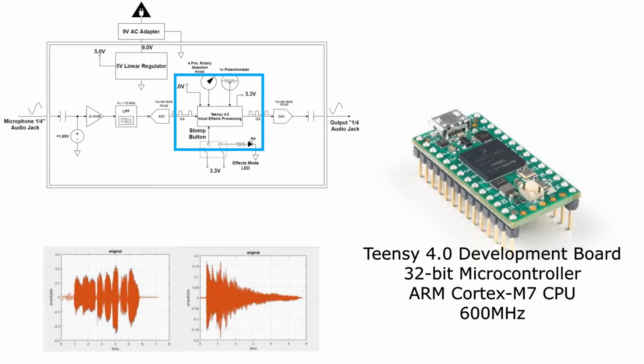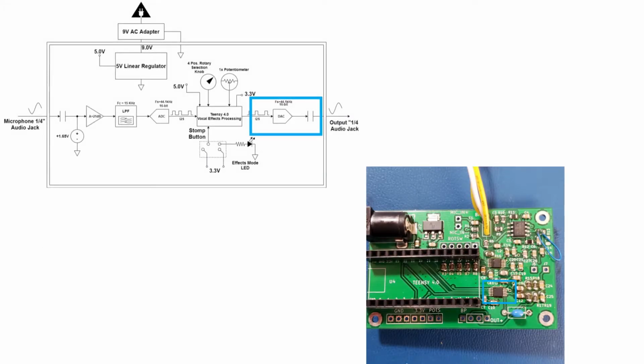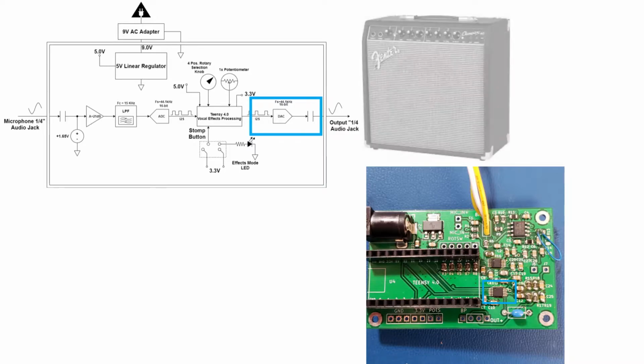For our microcontroller, which performs the signal processing, we use a Teensy 4.0 development board. This 32-bit microcontroller has a powerful ARM Cortex-M7 CPU and is ideal for real-time applications. Once the effects are applied to the audio signal in the digital domain, the signal is converted back to analog using a 16-bit digital to analog converter. This signal is then sent to an amplifier or other audio processing devices.